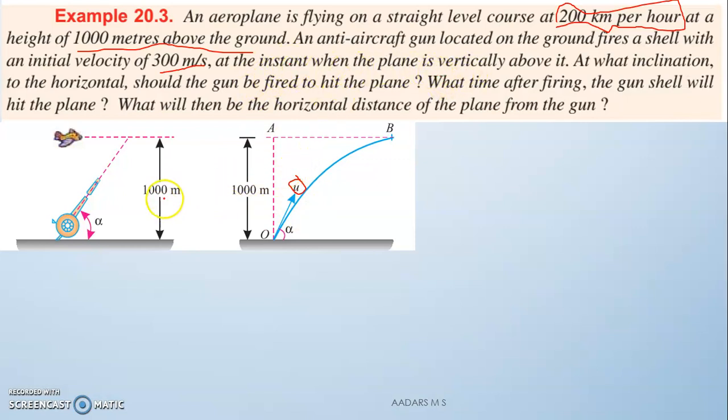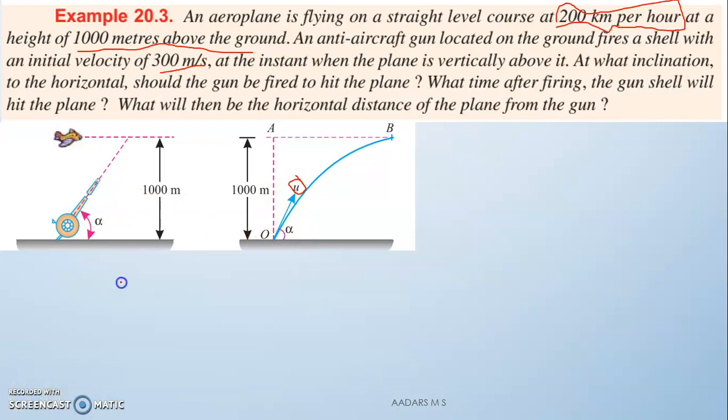When the plane is vertically above it, at the time of firing, the plane is vertically above it. At what inclination to the ground should the gun be fired to hit the plane? The plane velocity is given, bullet velocity is given. So we have to calculate the angle at which the gun should be fired to hit the plane.